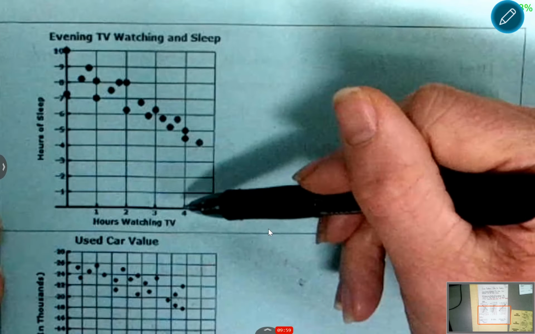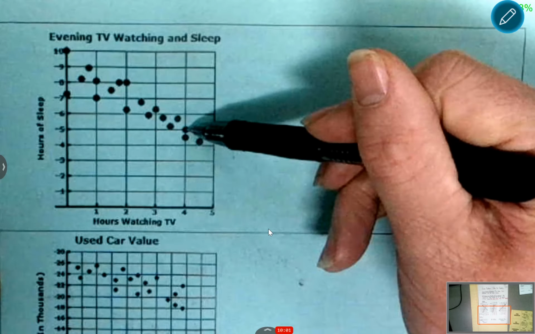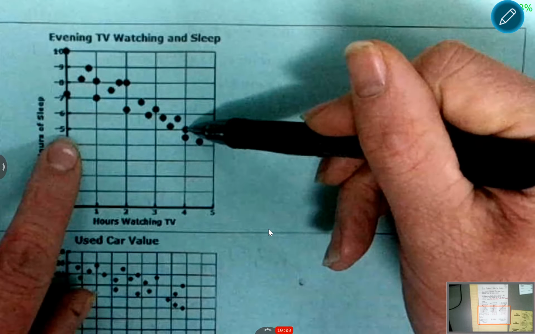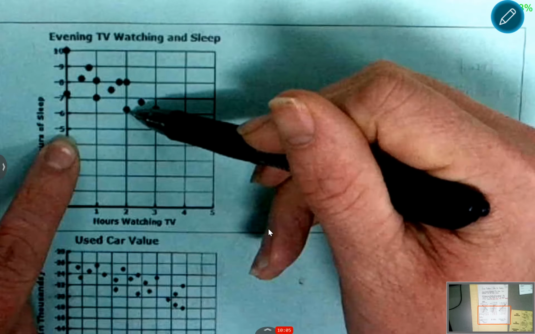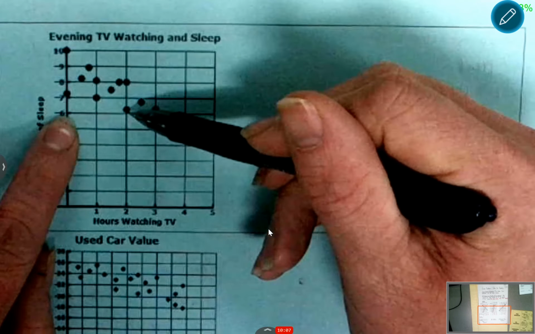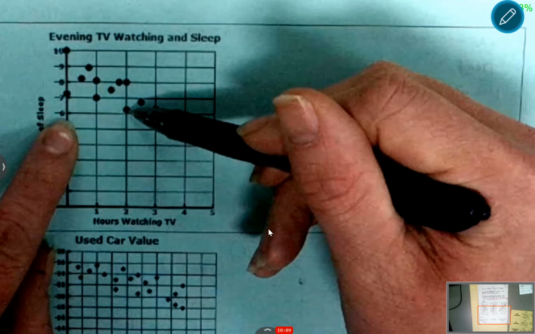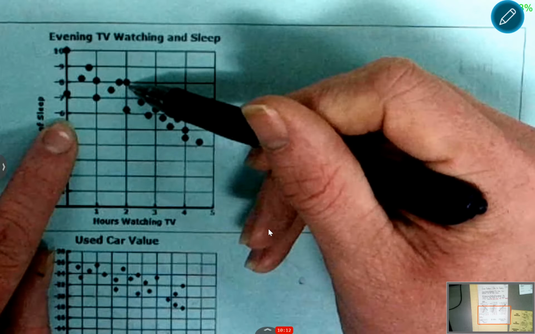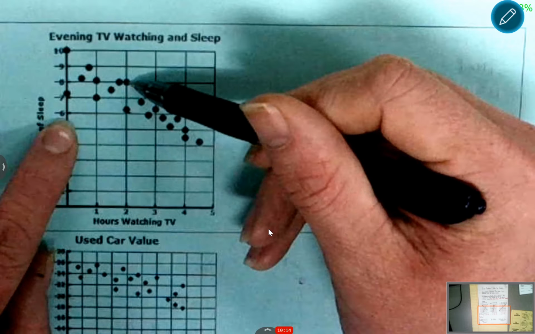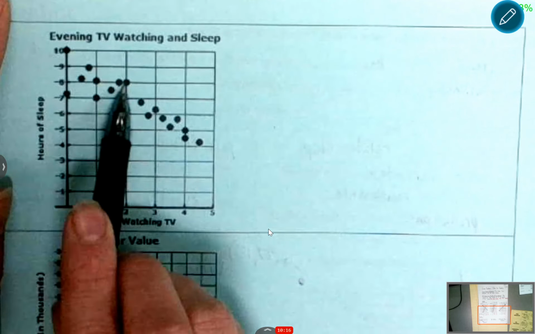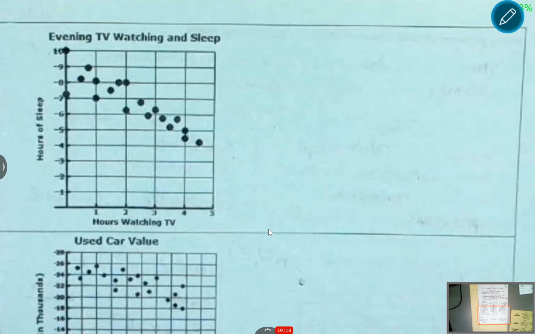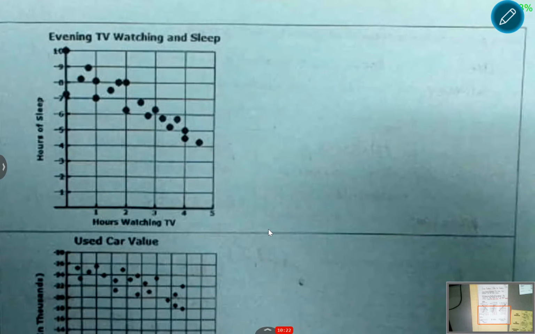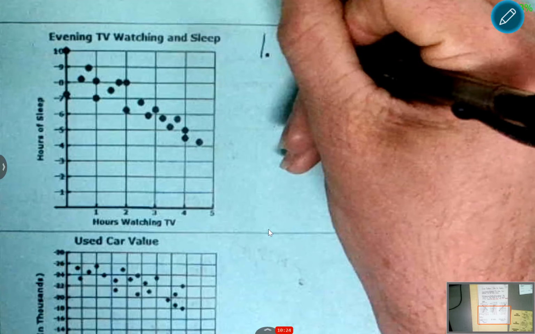So this person got 4 hours of TV time and then 5 hours of sleep. This particular person got 2 hours of TV watching and then a little more than 6 hours of sleep. But a different person spent 2 hours watching TV and got 8 hours of sleep. So we're going to use this to make predictions about what might happen. So first, you need to draw a trend line.